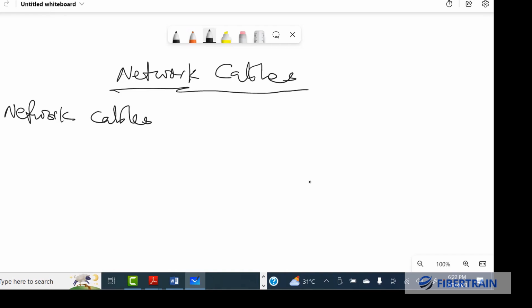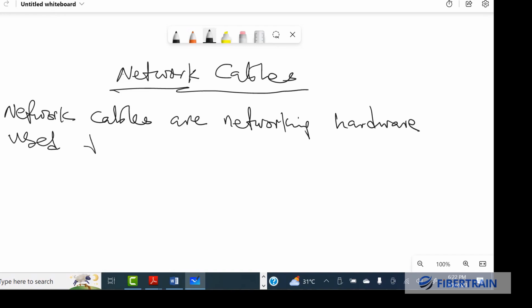What do we use these networking hardware to do? We use them to interconnect two or more computing devices together. So network cables are networking hardware used to interconnect two or more computing devices together. And that's actually the key term there, interconnection.